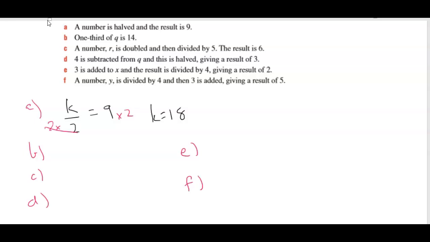All right, 1/3 of Q is 14. So 1/3 of Q is Q divided by 3 equals 14. So you can go ahead and solve that. A number R is doubled. So doubles mean we're multiplying it by 2 and then divided by 5, and the result is 3. 3 is added to X, so we're going to have X plus 3, and the result is divided by 4, giving a result of 2. So that's a little bit trickier because we've got the word result twice.